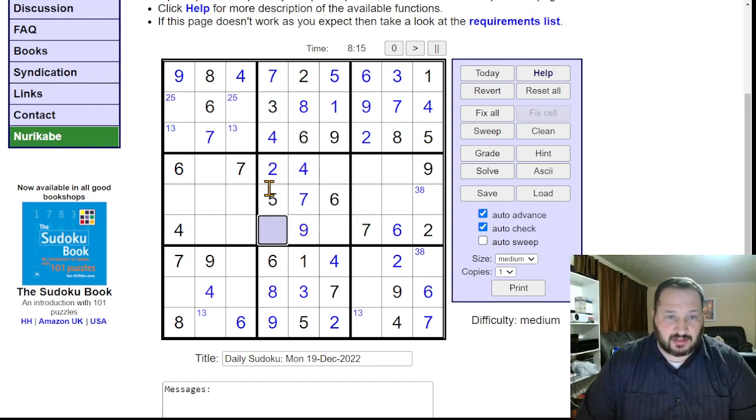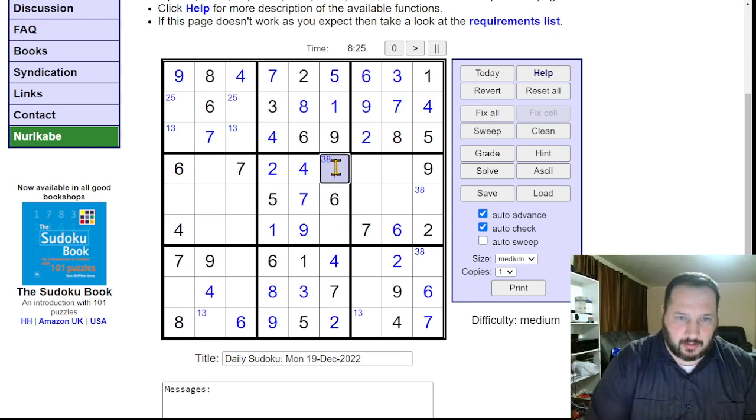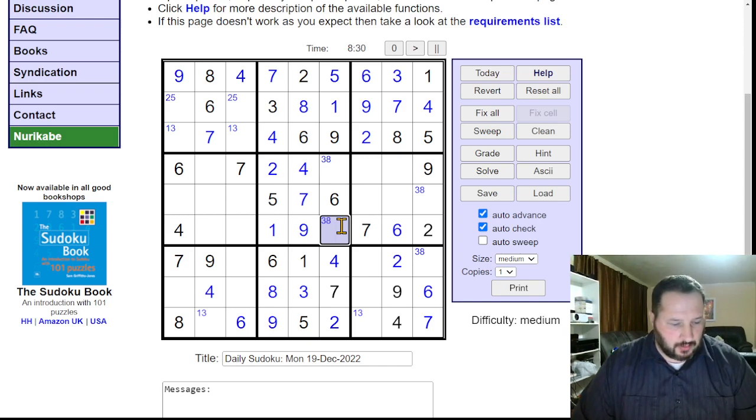Alright, now in this column we only have 1 number missing, so it happens to be our 1. We now have 2 numbers that are missing. It looks like it was our 3 and our 8. Very good.